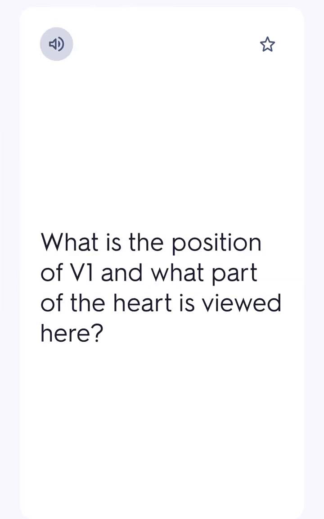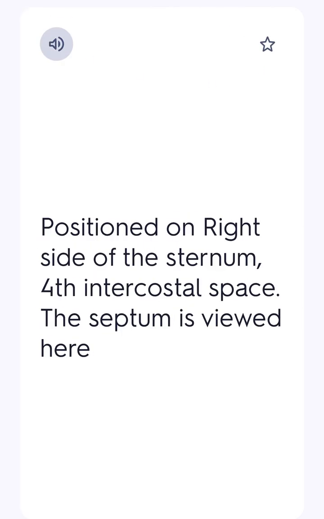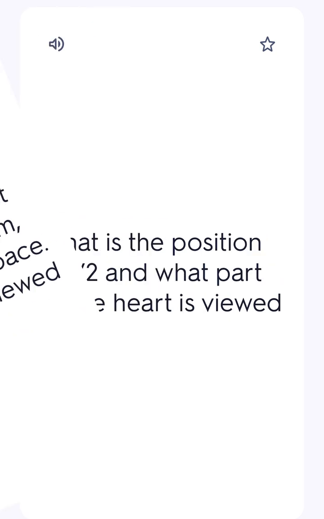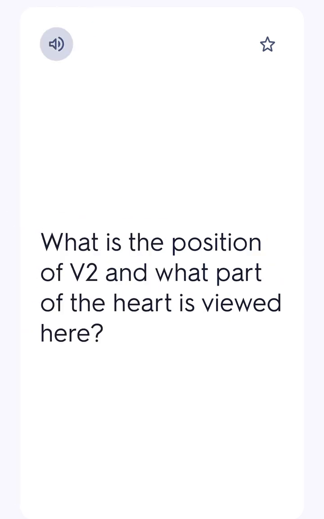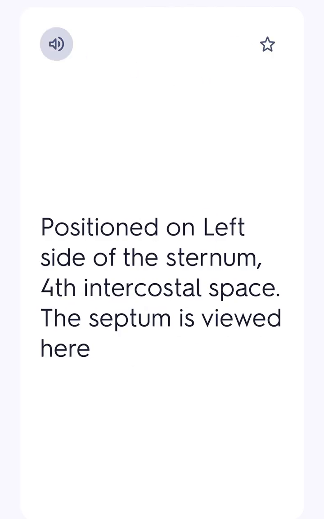What is the position of V1 and what part of the heart is viewed here? Positioned on right side of the sternum, fourth intercostal space. The septum is viewed here. What is the position of V2 and what part of the heart is viewed here? Positioned on left side of the sternum, fourth intercostal space. The septum is viewed here.